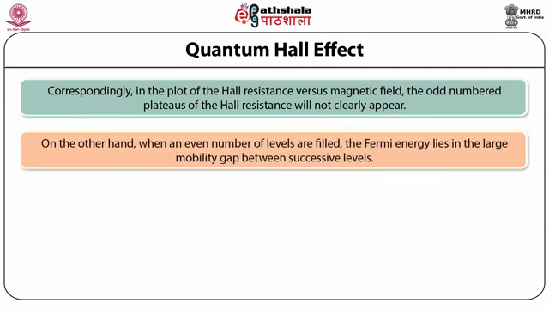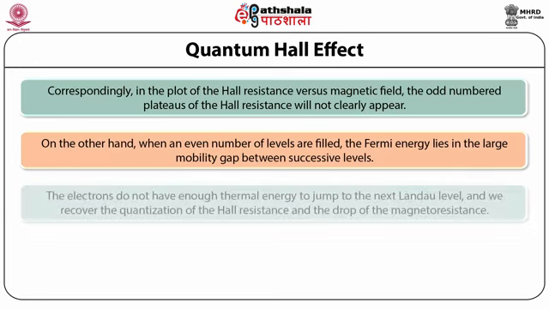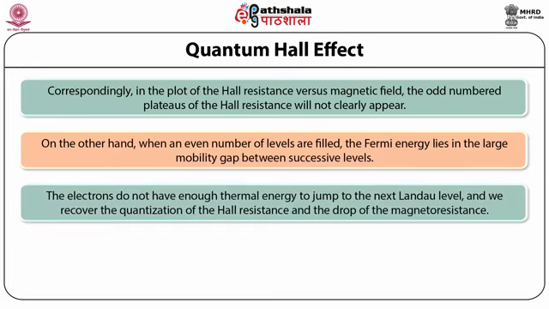On the other hand, when an even number of levels are filled, the Fermi energy lies in the large mobility gap between successive levels. The electrons do not have enough thermal energy to jump to the next Landau level, and we recover the quantization of the Hall resistance and the drop of the magnetoresistance.